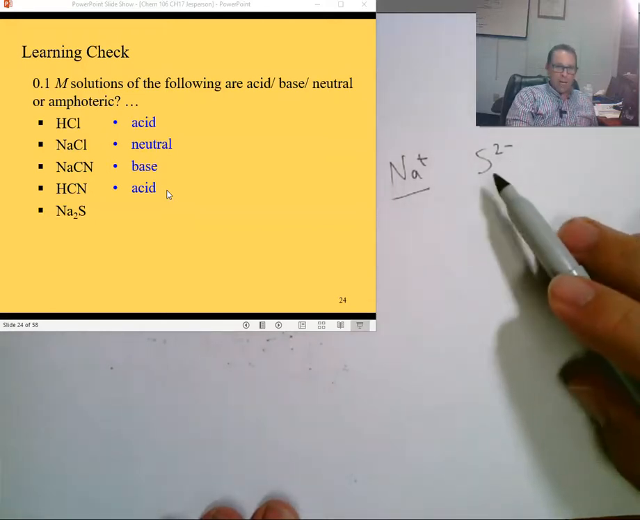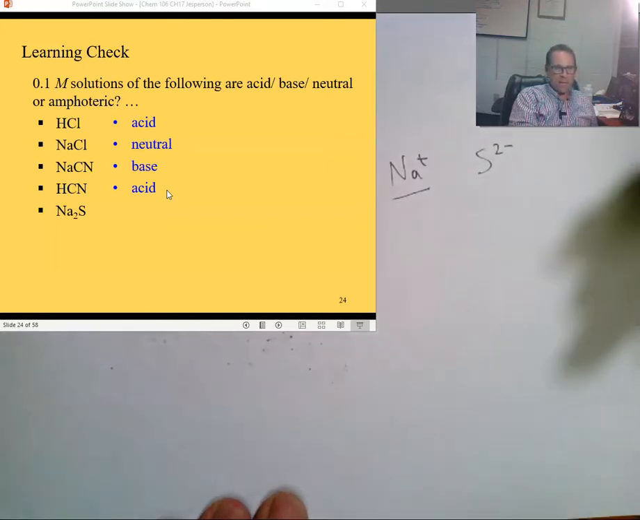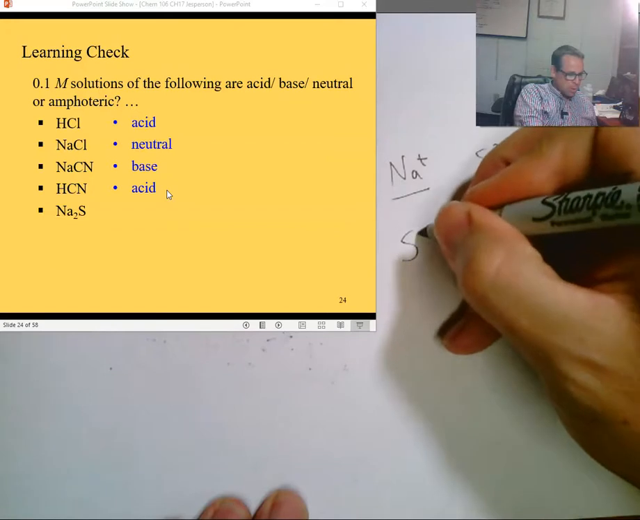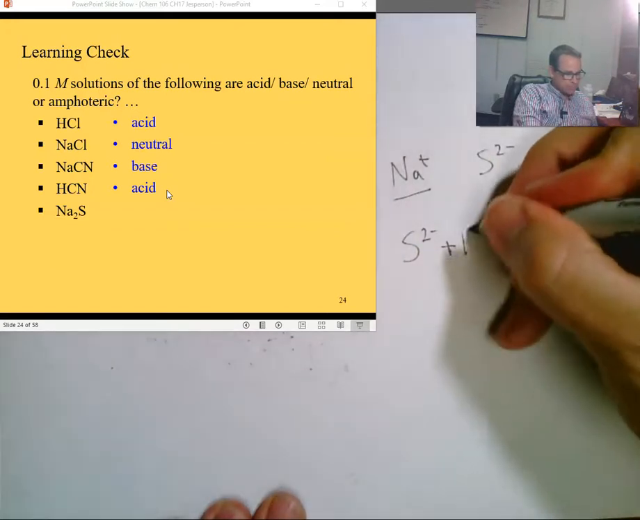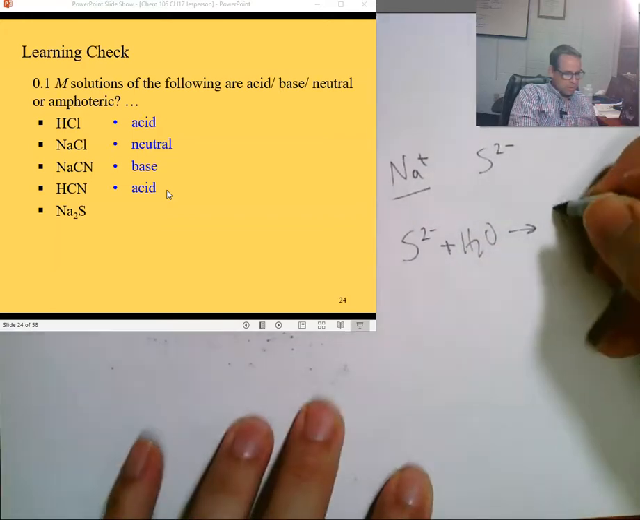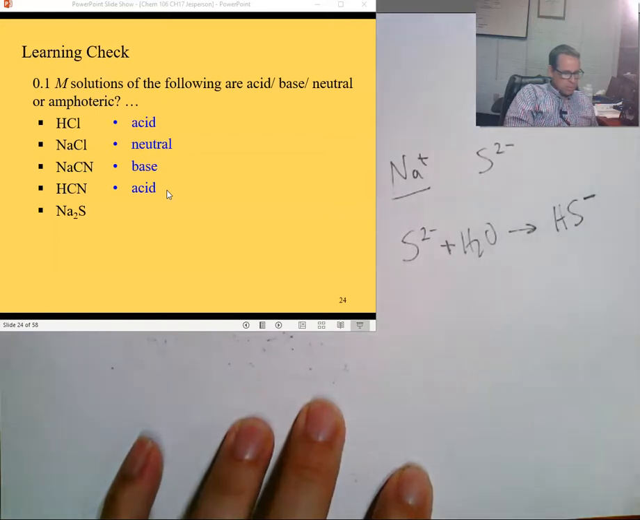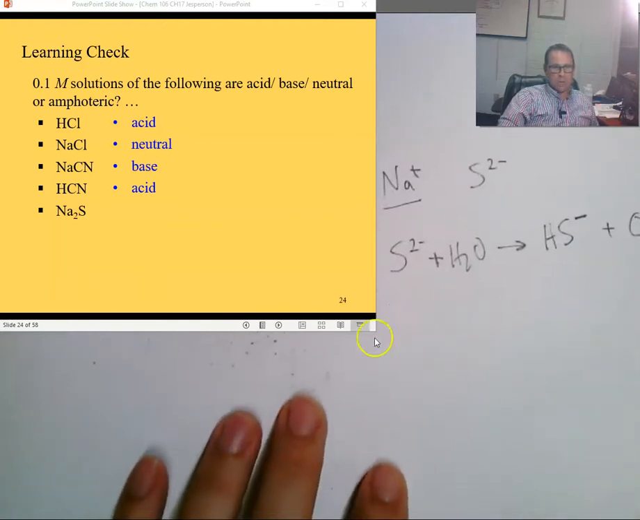So, what about S2 minus? Do you think it's going to influence the pH at all? Let's just draw how it might. S2 minus plus what? You'd add water to it, and it would go to HS minus and then an OH minus ion. Okay, very good.